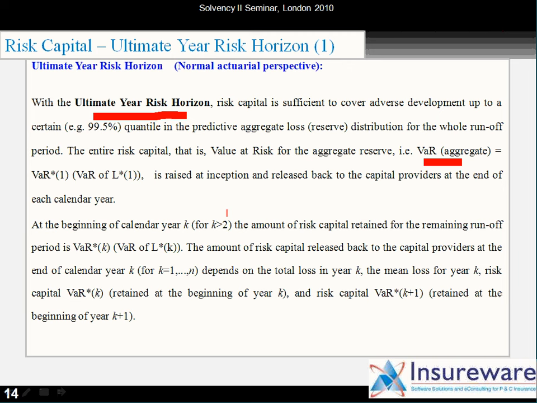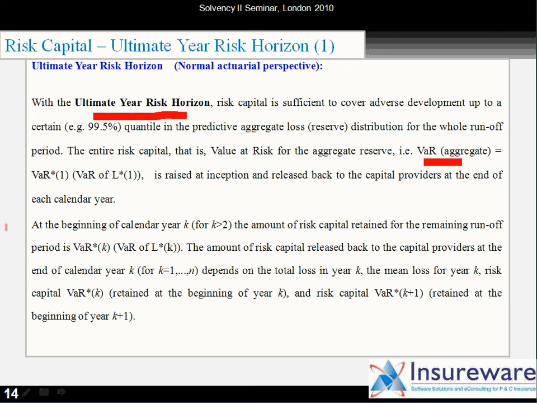With the one-year risk horizon, you raise capital at the beginning of each year and can release capital to the capital providers at the end of the year, depending on the losses, and then you raise capital again at the beginning of the second year, and so on. With the ultimate year risk horizon, you raise all your capital at inception, which would typically be the VaR of the aggregate, and then at the end of each year, you release capital to the capital providers, depending on how much you still need to retain. You need to retain capital for the subsequent calendar years.